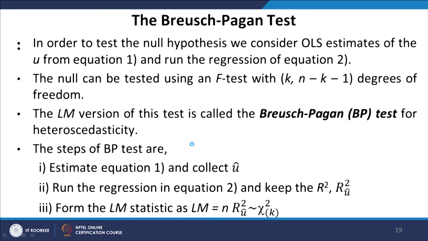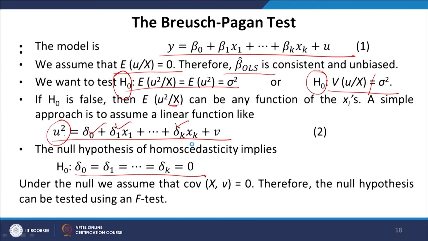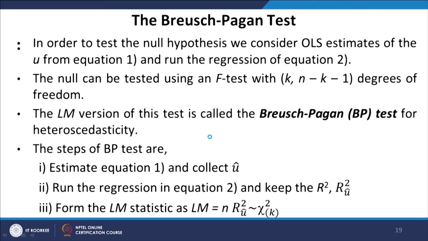In order to test the null hypothesis, we consider OLS estimates of the u from equation 1 and run the regression of equation 2. So, this is the first regression that we run, obtain the corresponding values as u hat, and then we run this regression with u hat replaced by u hat square, and we already have values of x1 to xk. The null can be tested using an F test with k and n minus k minus 1 degrees of freedom. The LM version of this test is basically called the Breusch-Pagan test, or BP test, for heteroscedasticity.